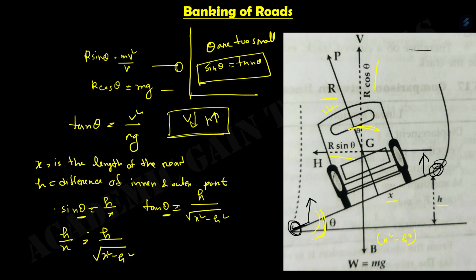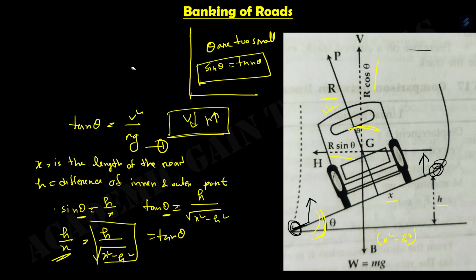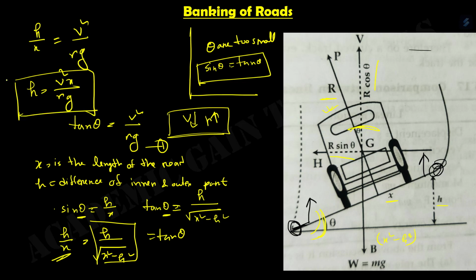So now we put this formula of tan theta, h by x, in our equation 1. If we use this formula in our equation 1, we get h by x equals v square by r g, or we can write h equals v square x by r g. So this is the formula to derive the height difference of the inner part and outer part.